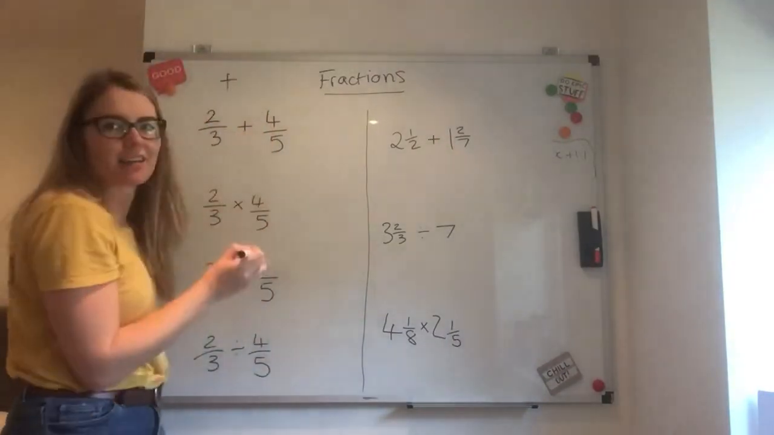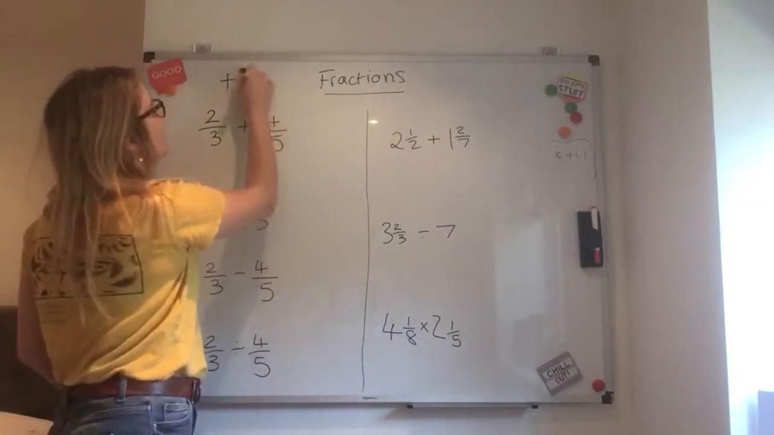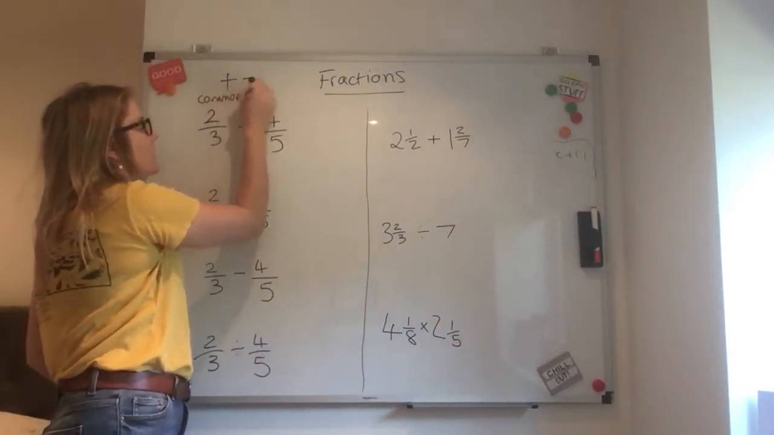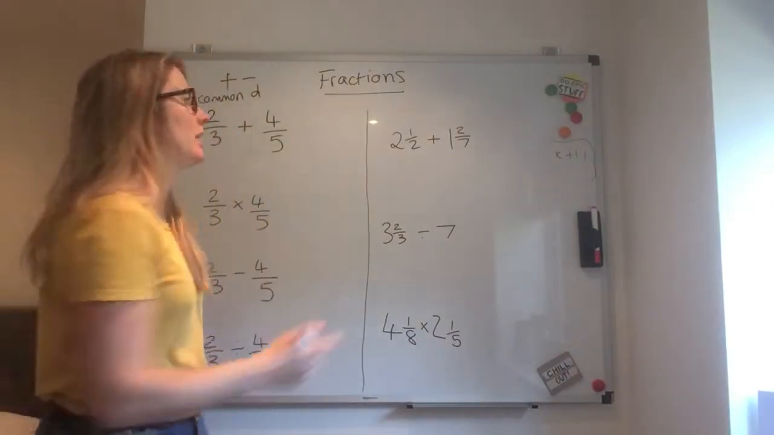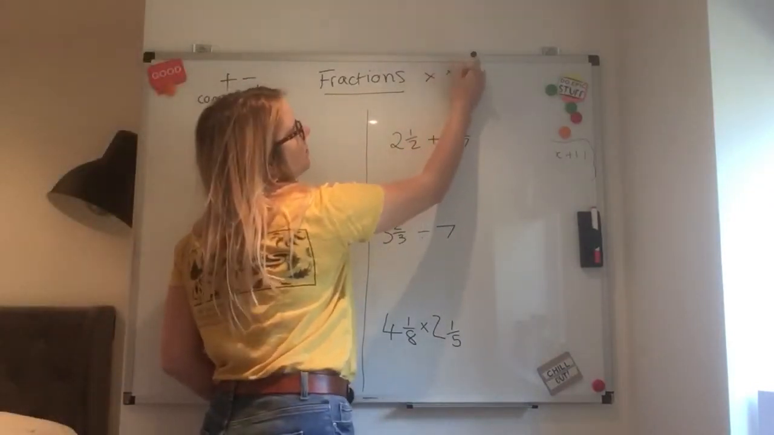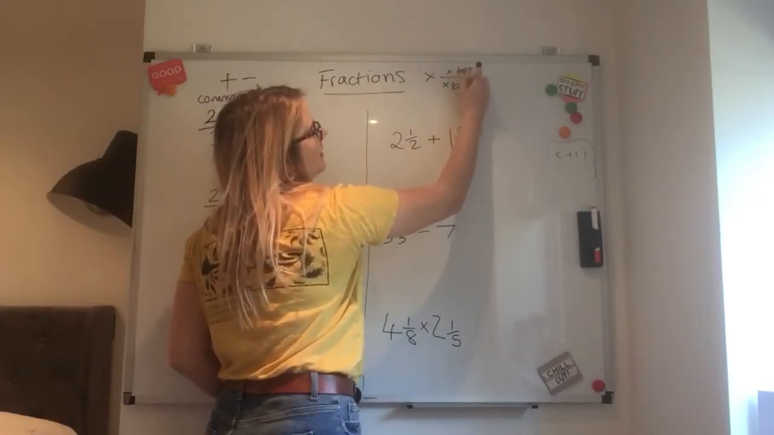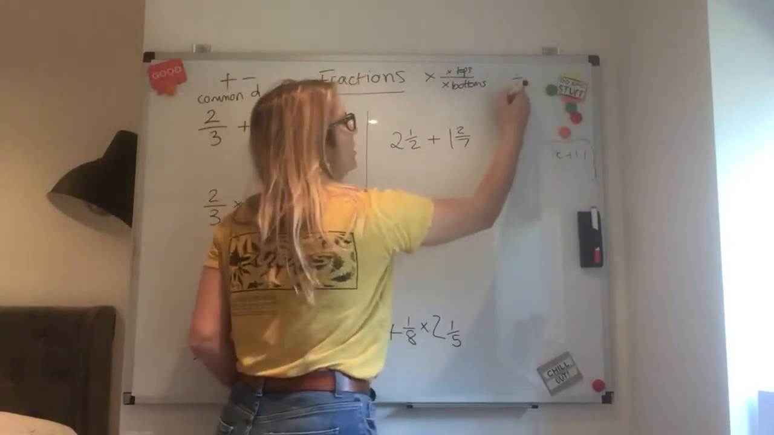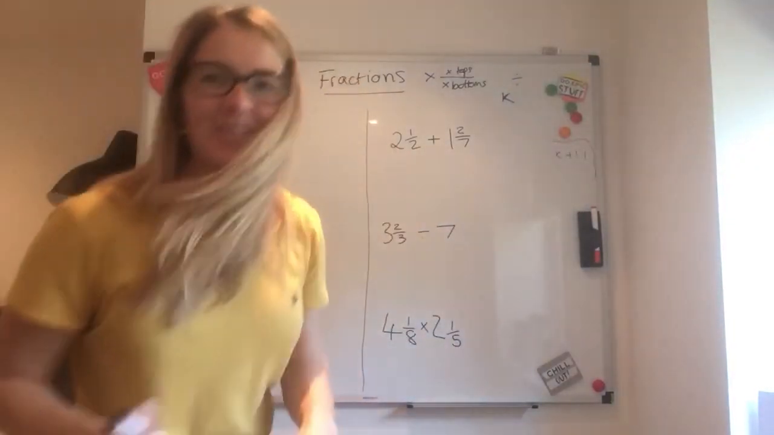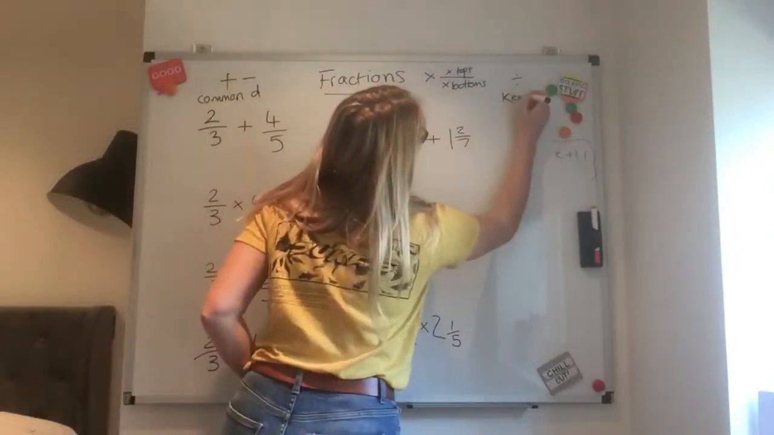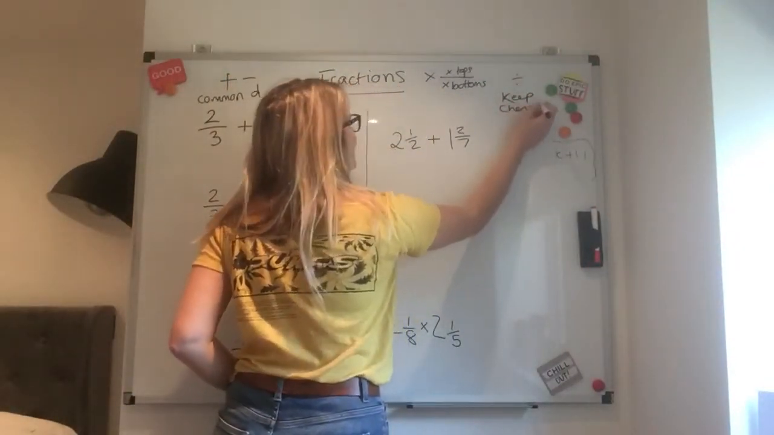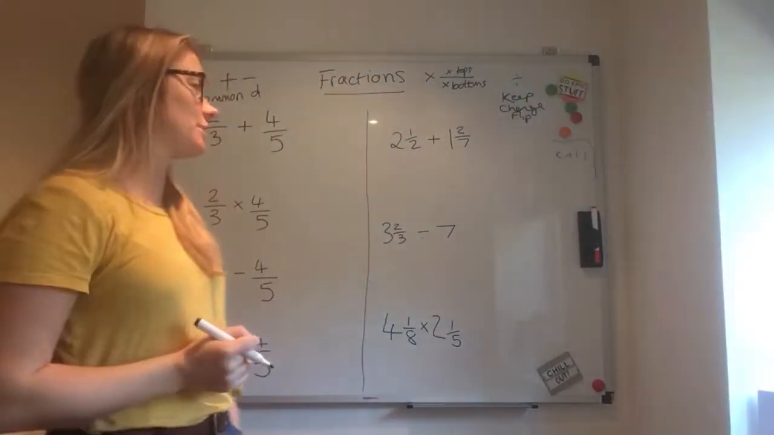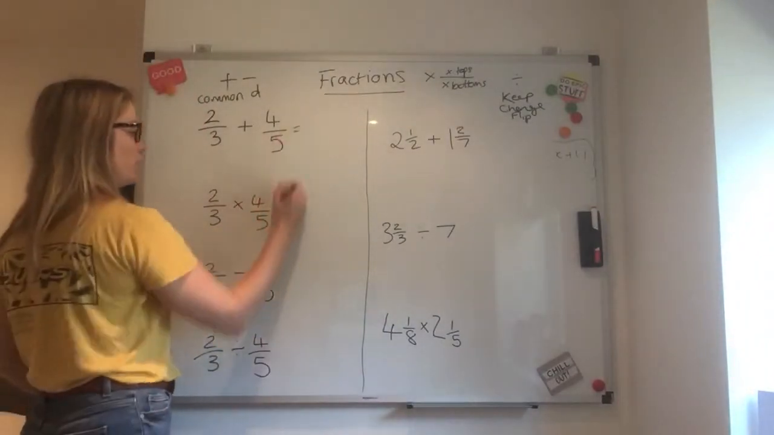In order to add and subtract, you need a common denominator. I'll just write common D. In order to multiply, you times the tops and times the bottoms. And in order to divide, you keep, change, flip. Keep the first fraction, change the sign to a times, and flip the last one over. This is known as multiplying by the reciprocal. So you've got a few questions here.